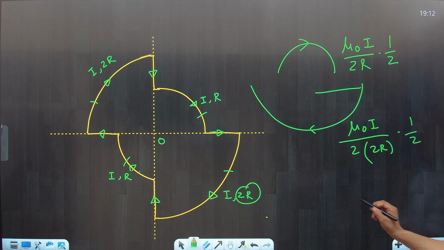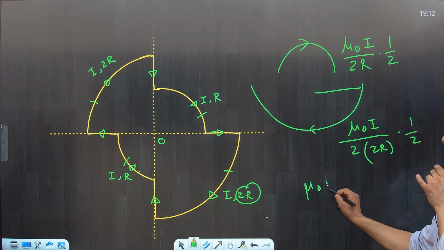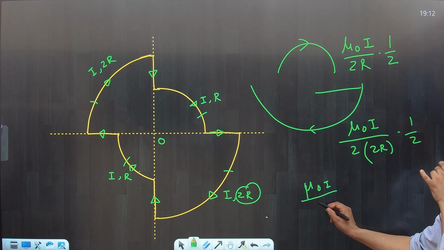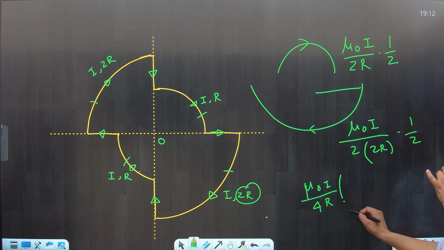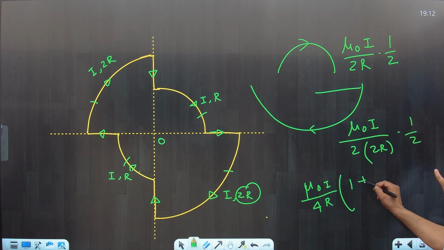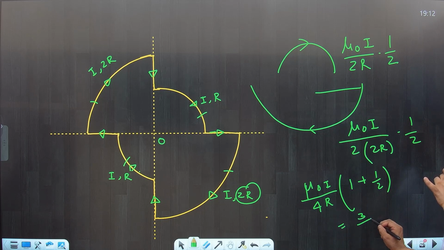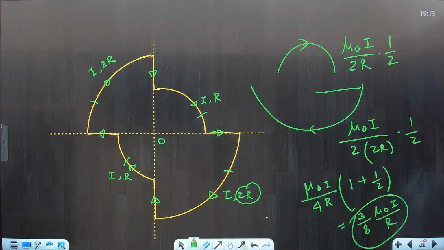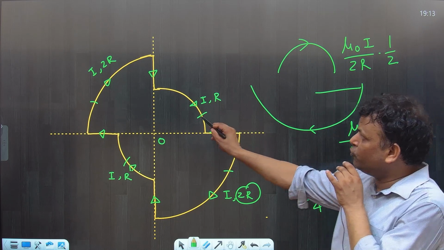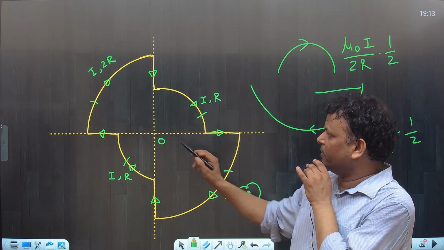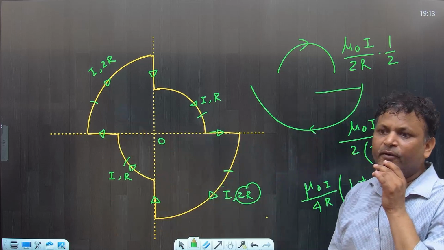So your answer will be mu naught I by, you just take 4R common, so you will get from here 1 plus 1 by 2, that is 3 by 2. So your answer will be 3 by 8 mu naught I by R. So this is the magnetic field at the center. You have to observe that these two parts are making a half circle together, and these two parts are making a half circle together.